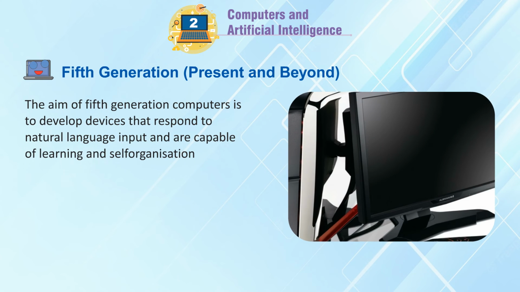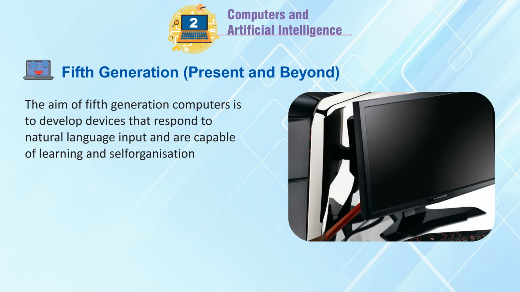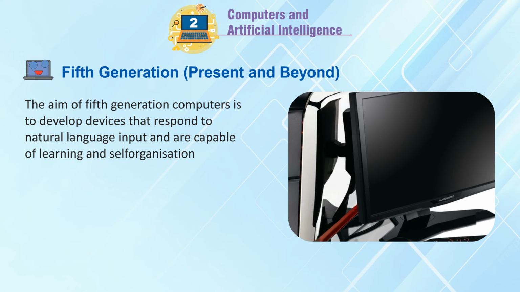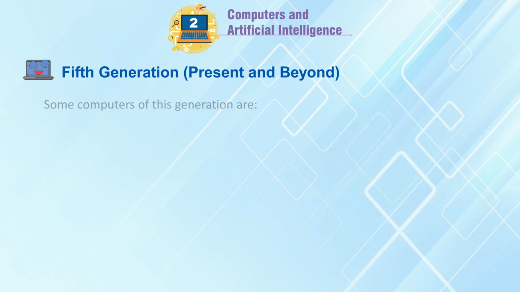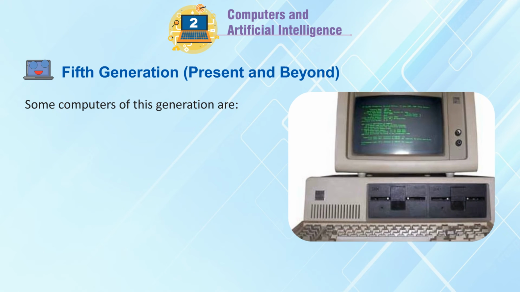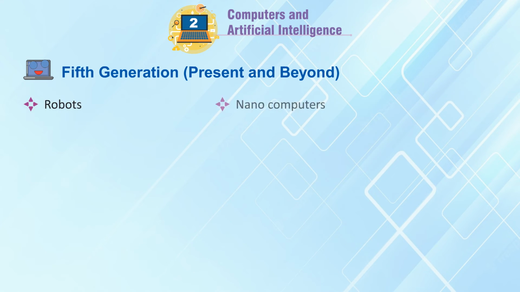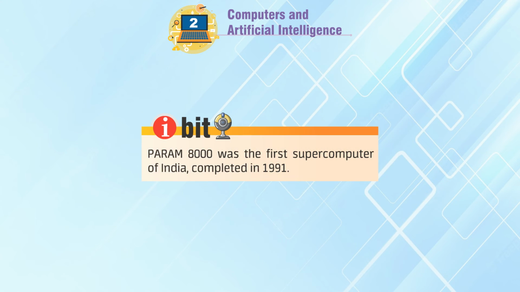The aim of fifth generation computers is to develop devices that respond to natural language input and are capable of learning and self-organization. Some computers of this generation are robots, nanocomputers, quantum computers. PARAM 8000 was the first supercomputer of India, completed in 1991.